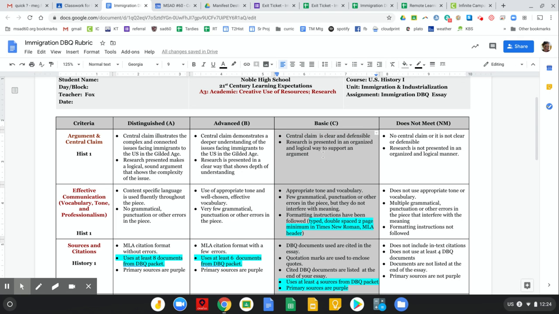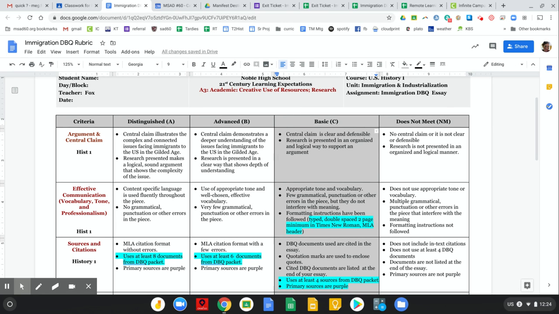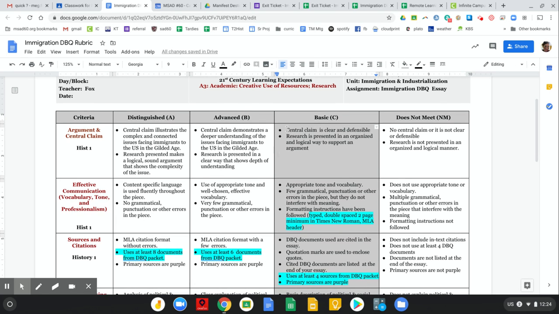And your research is presented in an organized and logical way to support an argument. Make sure when you are putting your central claim in your intro paragraph that your body paragraphs follow the order that your central claim is in. So if in your central claim, you talk about political, social, economic in that order, your paragraphs should go political, social, economic, just an FYI.